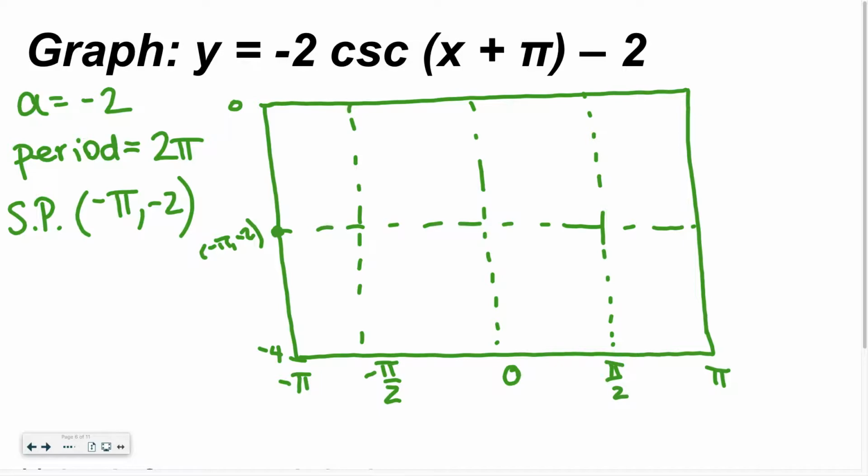Okay? And then very, very lightly, because this actually isn't a part of our graph, and you don't have to draw it if you don't need it, but I'm going to draw a negative sine curve so that I know where to put my u's and asymptotes. Okay, so there's my negative sine curve.